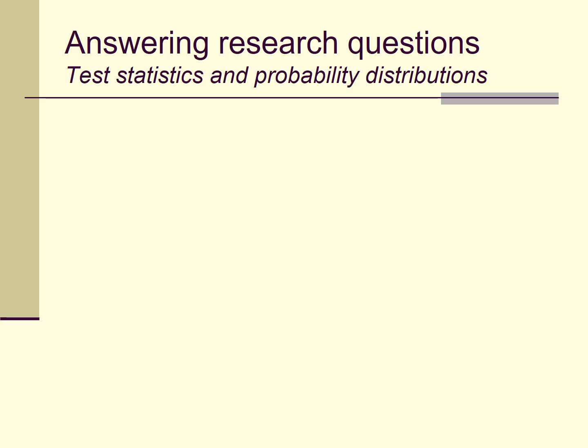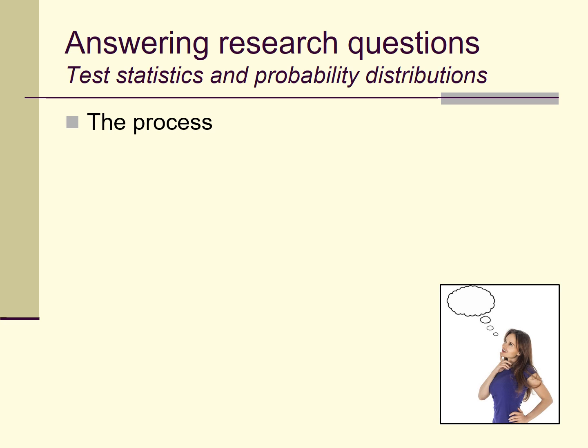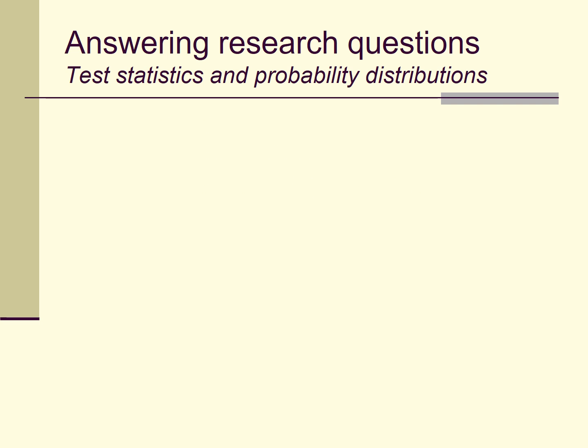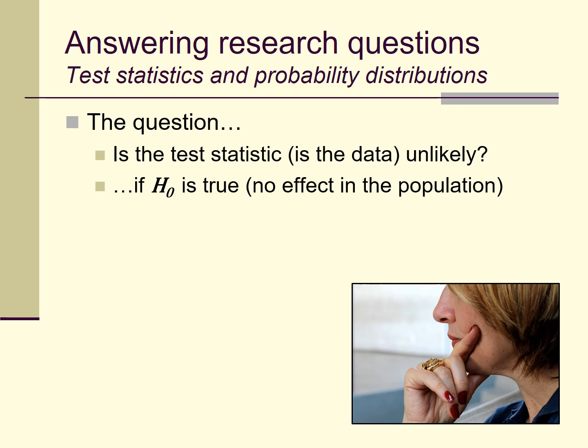And the way I like to think about this is there's a basic process that we're trying to follow when we're asking and answering research questions from the null hypothesis significance testing perspective. We're almost always calculating a test statistic, and then we're trying to discover its probability, its p-value, under the null hypothesis. If we wanted to put this a slightly different way, we're asking a question: is this test statistic that we found from our data unlikely if the null hypothesis is true in the population?